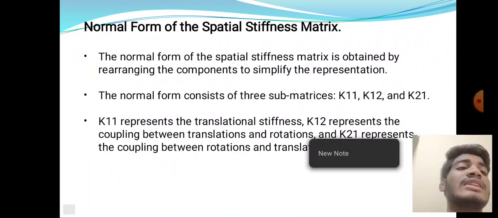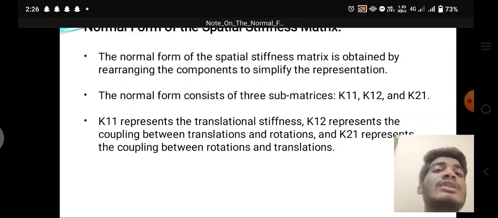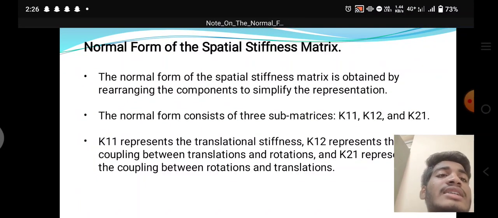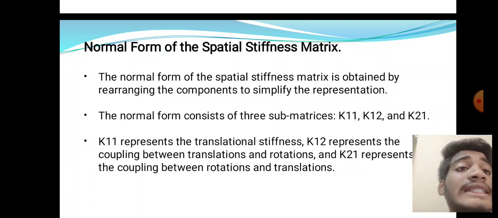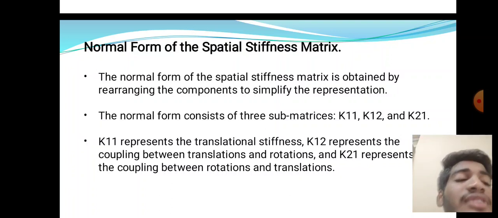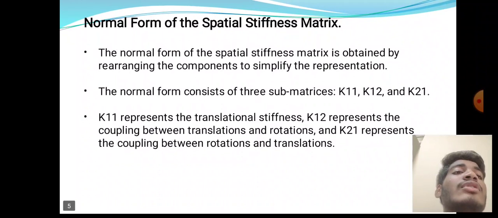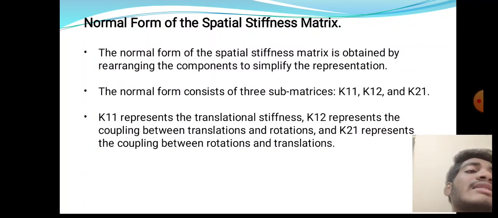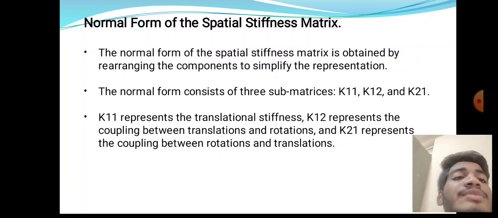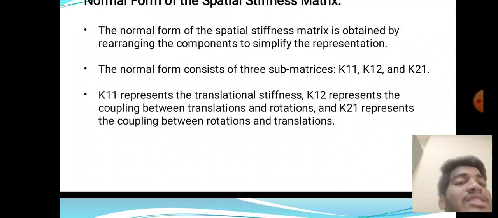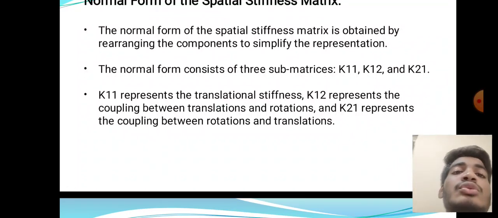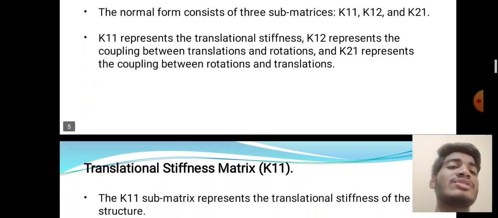The next slide talks about the normal form of the spatial stiffness matrix. This normal form is obtained by rearranging the components to simplify the representation. The normal form consists of three submatrices: K11, K12, and K21. K11 represents the translation stiffness, K12 represents the coupling between translations and rotations, and K21 represents the coupling between the rotations and translations.